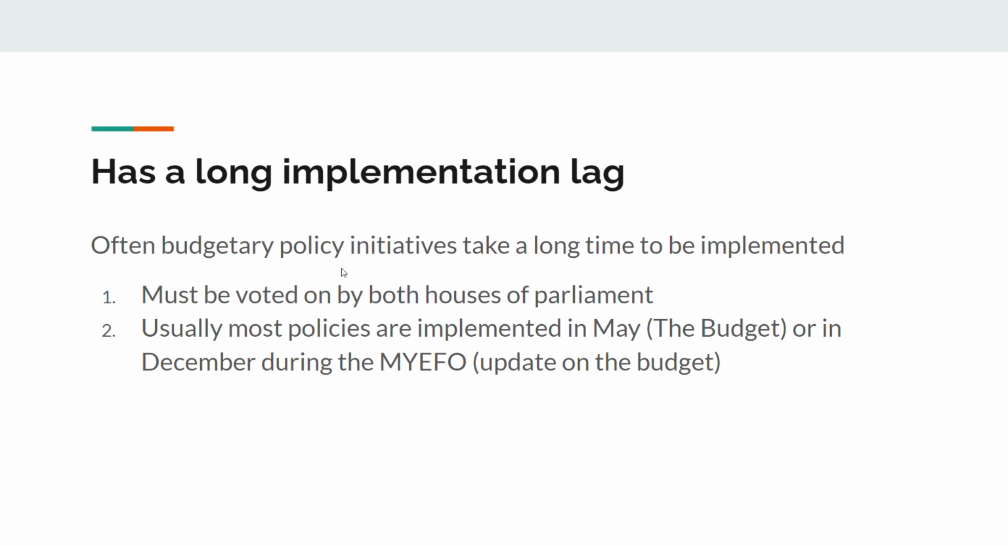Finally, budgetary policy has a long implementation lag. Implementation lag is different to impact lag because it's the time it takes to decide on the policy, formulate the policy, and get it implemented, get it through the Houses of Parliament, stamped and ready to actually be implemented. There are two reasons for this. One is that both Houses of Parliament have to vote, and it has to pass both Houses. Sometimes, depending on the political situation, it can get blocked if a government doesn't have a majority. The other reason is that the budget usually takes place once a year in May.